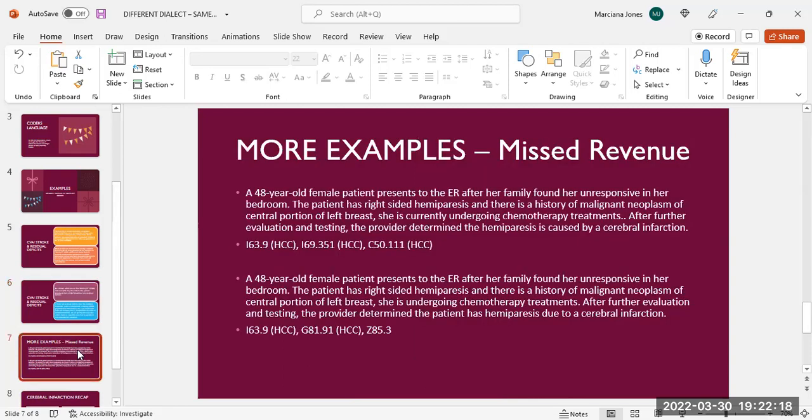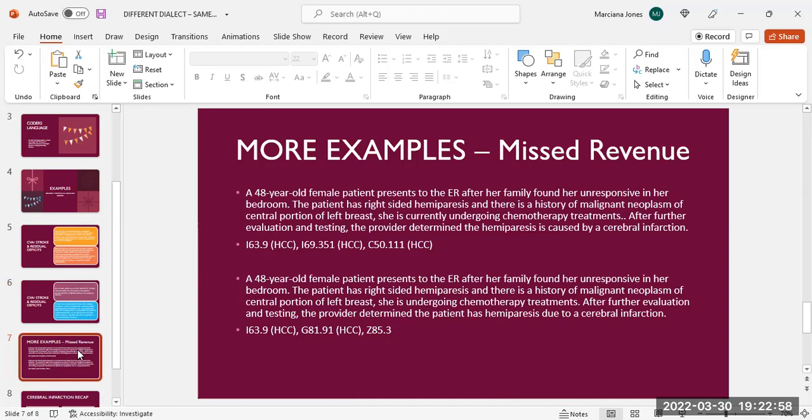So here are some examples, and I can show you what I mean by missed revenue. A 48-year-old female patient presents to the ER after her family found her unresponsive in her bedroom. The patient has right-sided hemiparesis, and there is a history of malignant neoplasm of the central portion of her left breast. She is currently undergoing chemotherapy treatments. After further evaluation and testing, the provider determined the hemiparesis is caused by cerebral infarction. So as you read that, I'll go over the codes and tell you what the right codes are, and then we'll show you how it could be coded and be wrong.